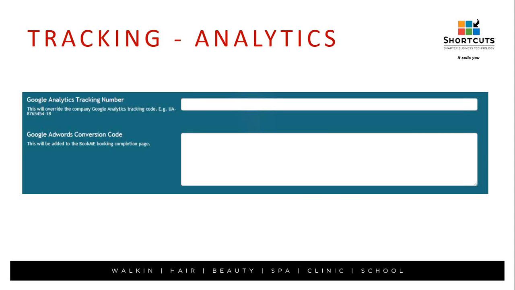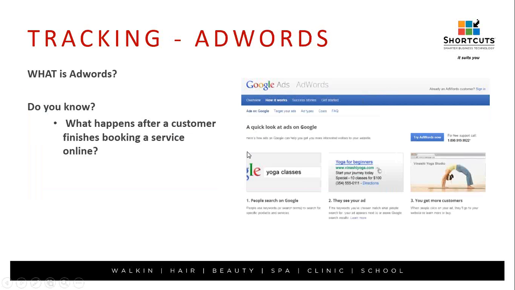Google AdWords, for those of you that don't know, is a paid-for service. You have to pay Google for this, and it's a main advertising program. I don't know if you've noticed, but when you go into Google and type in a particular word, you'll see that at the top you get adverts, and these adverts are paid for. This is Google AdWords. You can see on the screen, you search for something and then the ads come up, and they always come up at the top.